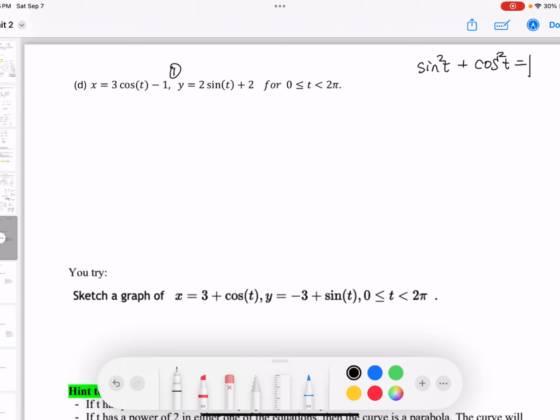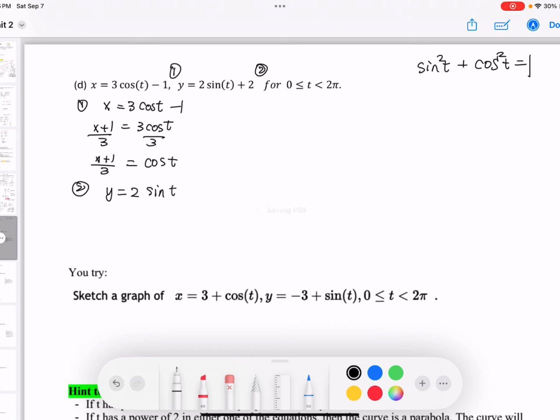So from equations 1 and 2, let's isolate the cosine t and sine t. From the first equation, x is equal to 3 times cosine t minus 1. We can add 1 to both sides: 3 times cosine t, and then divide by 3 on both sides. So x plus 1 over 3 is equal to cosine t. Second equation, y is equal to 2 sine t plus 2. Subtract 2 from both sides, and then divide by 2, this is sine t. Now we plug them into this equation.